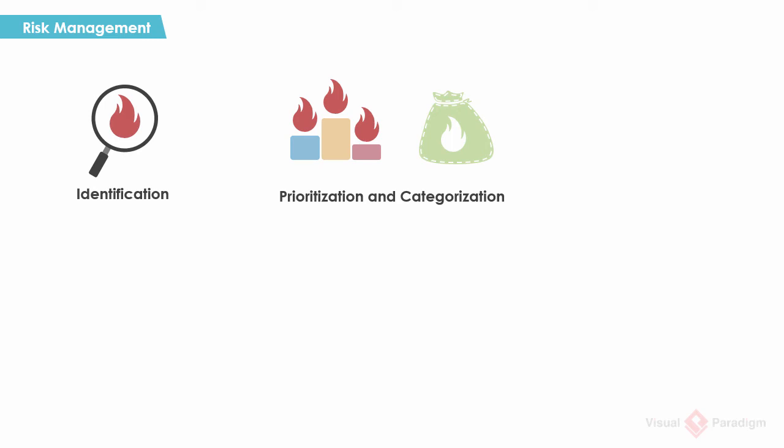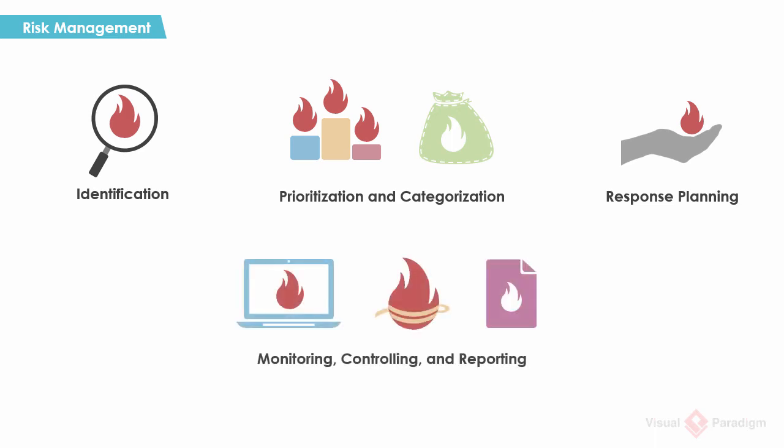Risks which are more likely to occur and have a significant impact on the project will be the highest priority risks. Response planning. Describe how the project team will respond to each identified risk. Monitoring, controlling, and reporting. Describe how the risks in the project will be monitored. It is important to ensure that risk monitoring is continuous throughout the life cycle of the project, and the trigger conditions for each risk are identified.